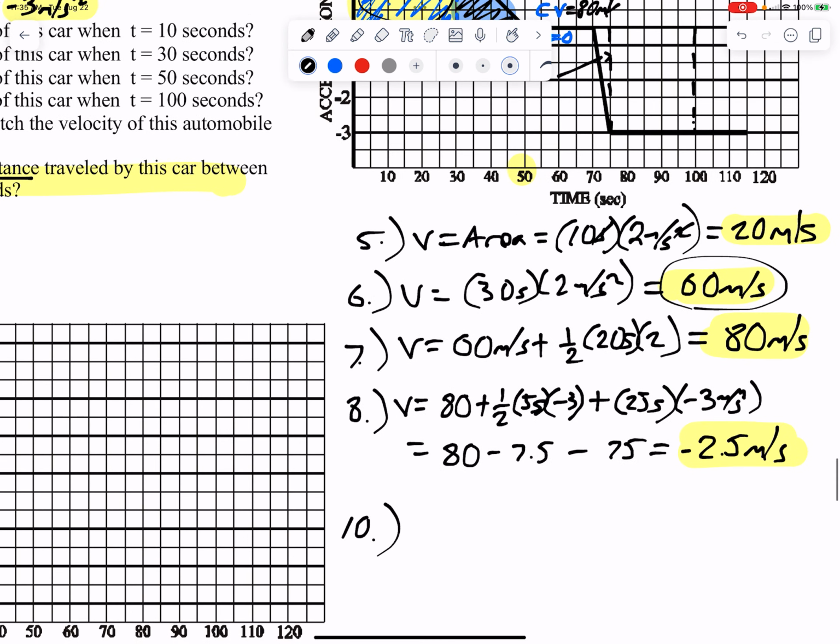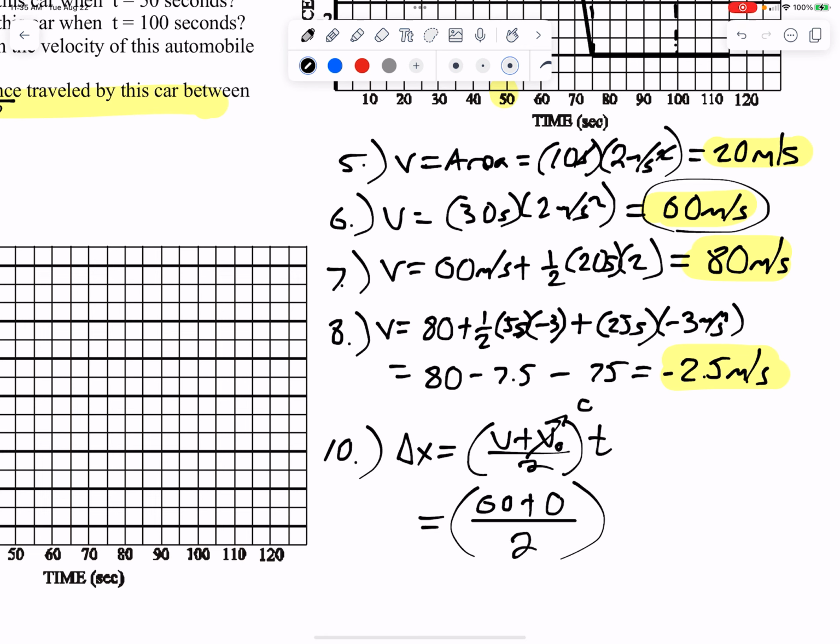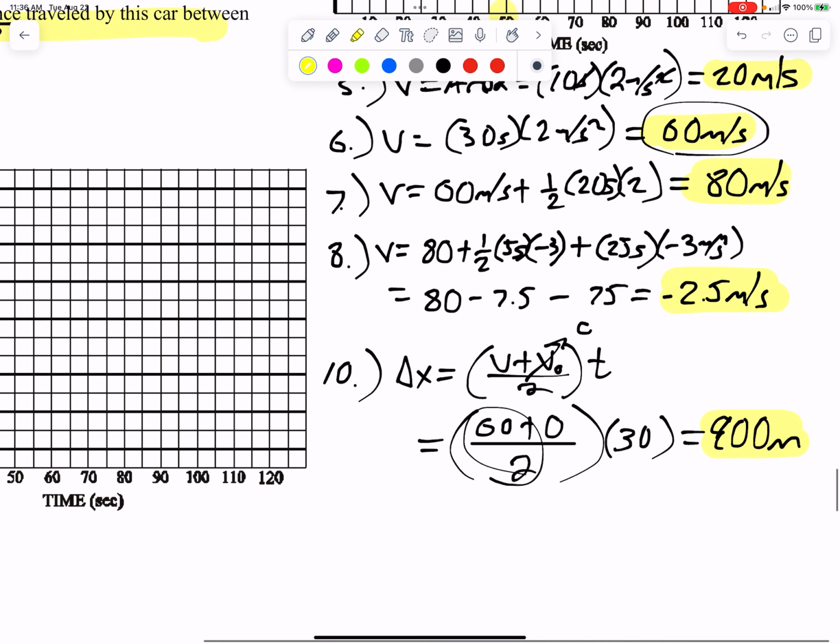Well, one easy calculation we can do with that is delta x is equal to (v plus v naught) over 2 times t, where v naught was 0, if you recall. And so we're going (60 plus 0) over 2 times 30, which is 30 times 30, or 900 meters.